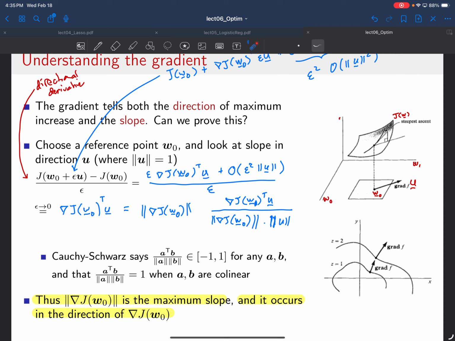Okay, so any questions on this? Is it making sense, more or less? Just trying to convince ourselves that really the gradient is pointing uphill and the norm tells us the slope.